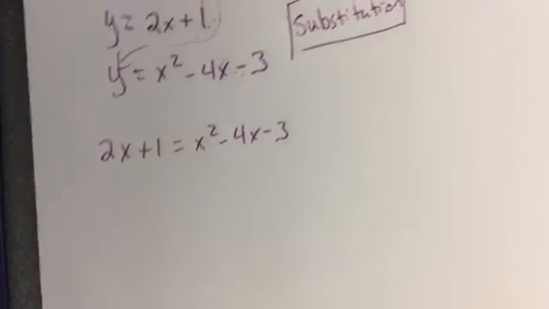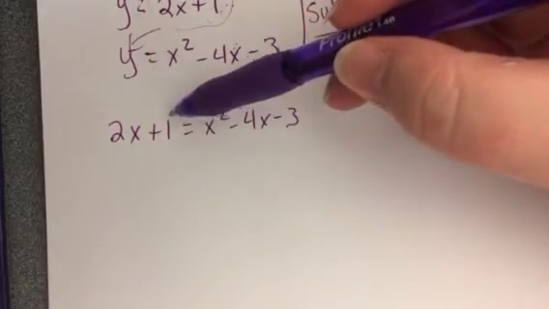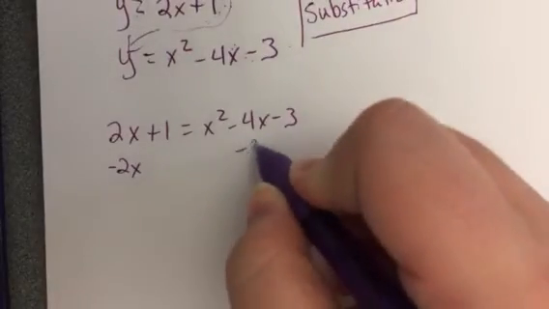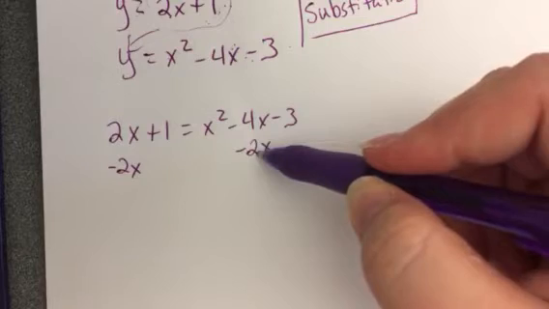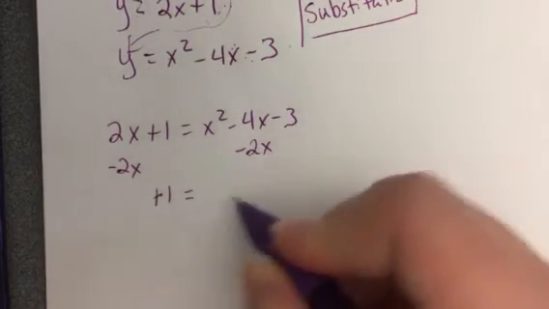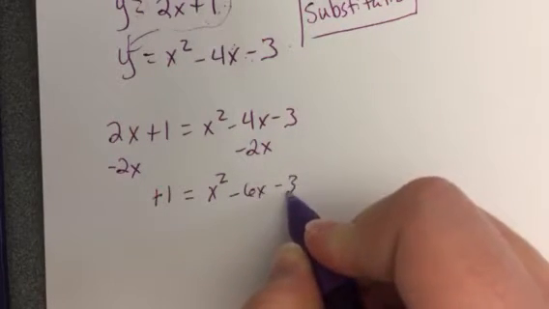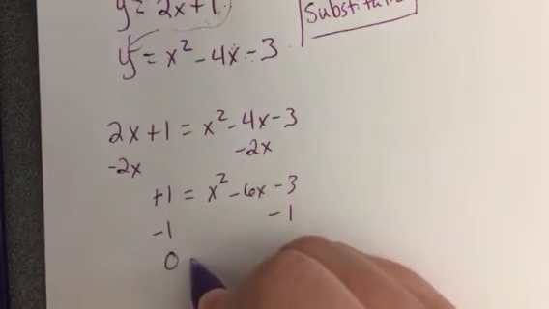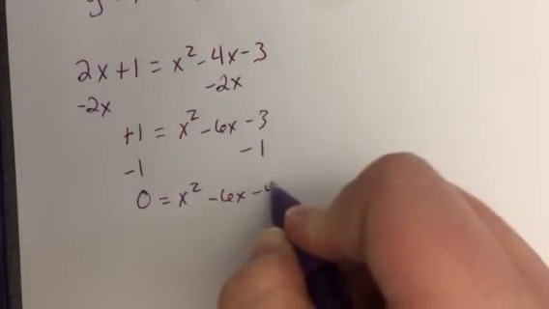All right, now what I want to do is get one side of my equation to equal 0. So I'm going to subtract 2x from both sides. You'll notice when I'm subtracting here, I'm going ahead and lining up my like terms. Makes it easier to do my subtraction. So I'm left with plus 1 here equals x squared minus 6x minus 3. Then I'm going to subtract 1 from both sides. I get 0 equals x squared minus 6x minus 4.